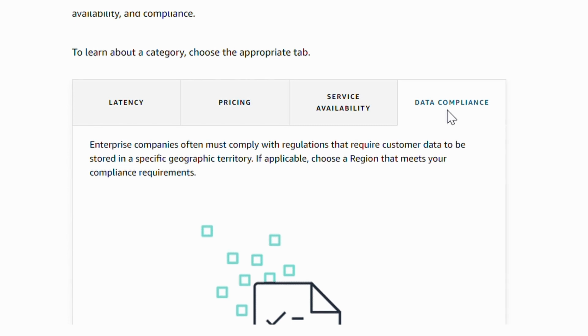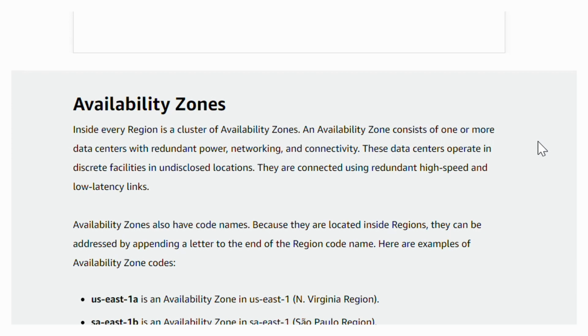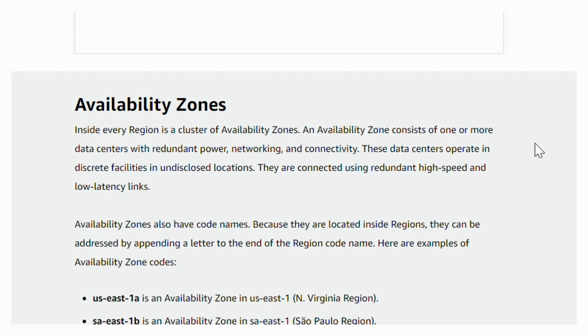So every country and every geography has its own compliance regulations, which factor into how to select a region to deploy the applications and systems. So we are talking about the availability zones, or in short, we can call it AZ. So what is an availability zone? An availability zone is a set of data centers with redundant power, redundant networking, and connectivity.